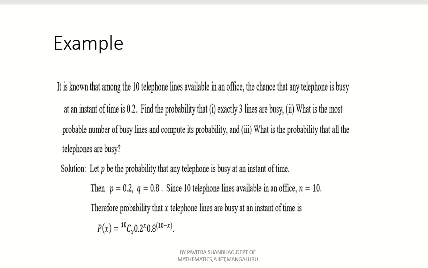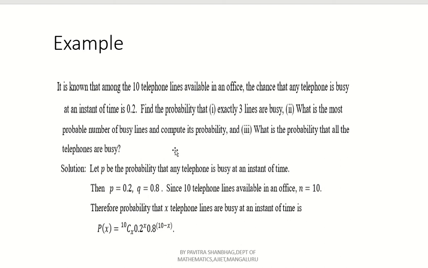Okay. Now it is known that among the 10 telephone lines available in an office, the chance that any telephone is busy at an instant of time is 0.2. Find the probability that, first case, exactly 3 lines are busy. Second, what is the most probable number of busy lines and compute its probability. And what is the probability that all the telephone lines are busy.